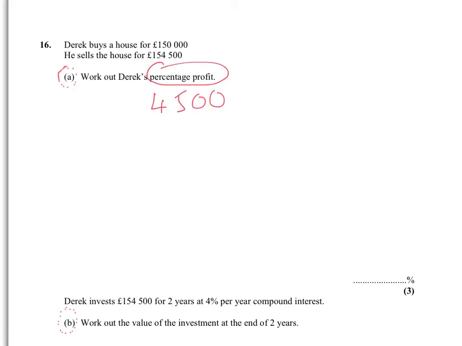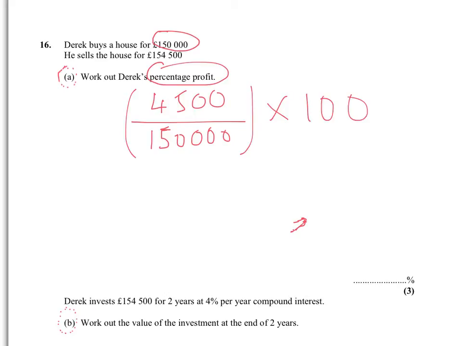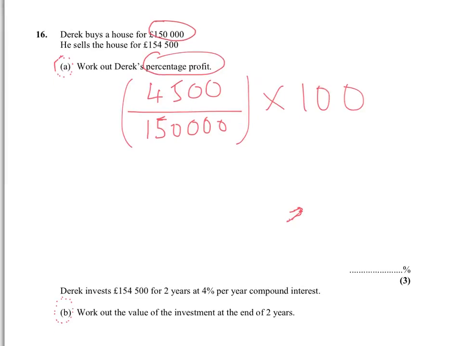Now it says work out the percentage profit. So we need to work out 4,500 as a percentage of 150,000. So we do 4,500 divided by 150,000, and then stick that in your calculator, whatever comes out, times the answer by 100, and there you have the percentage.